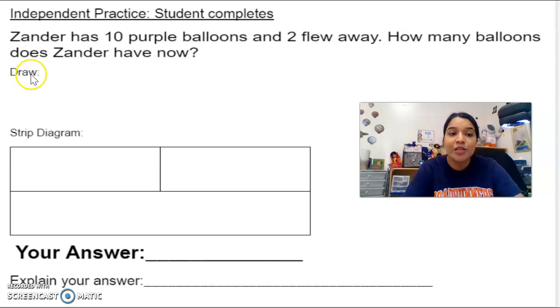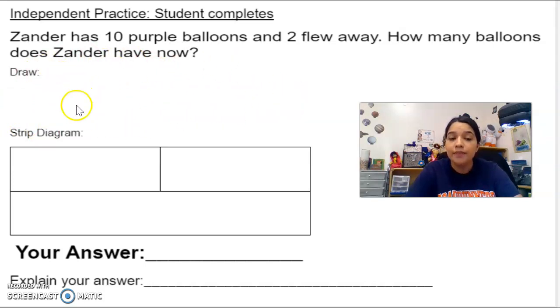Let's go ahead and look at your assignment for today. You are going to look for this Google slide that says independent practice and that starts with the name Xander. Once you find it, this is the worksheet that you will be completing for today. It reads, Xander has 10 purple balloons and 2 flew away. How many balloons does Xander have now? So right here, you're going to draw your balloons, draw your picture. You can draw balloons, you can draw dots.